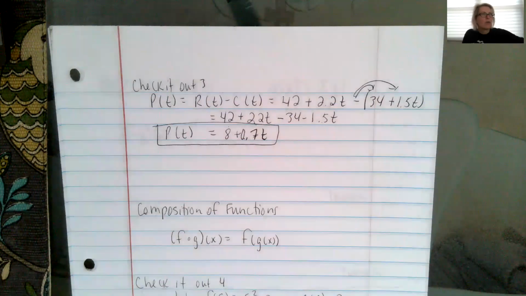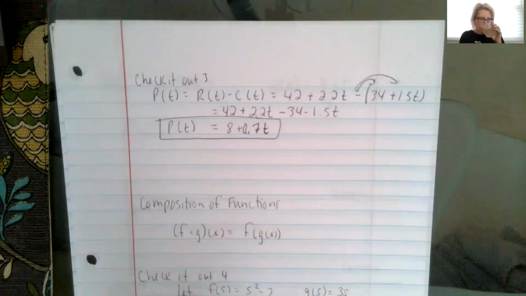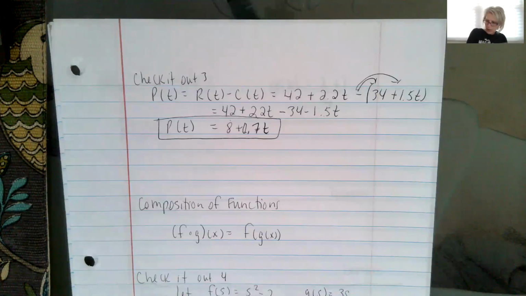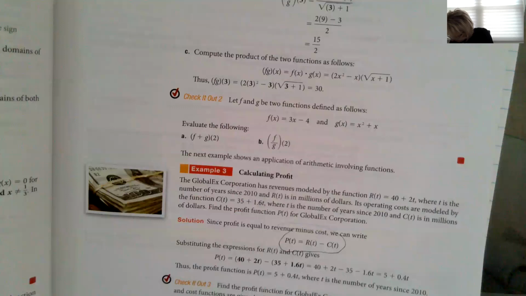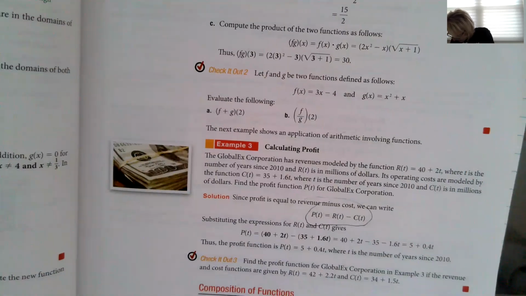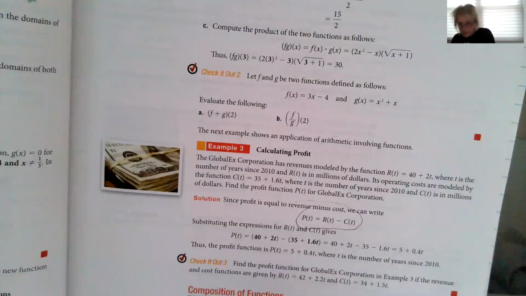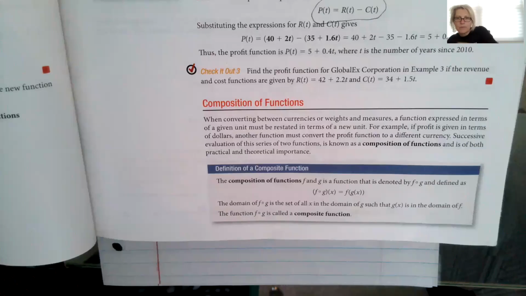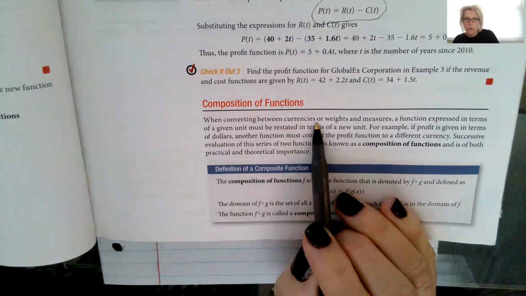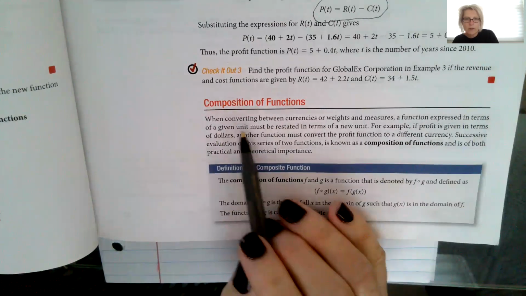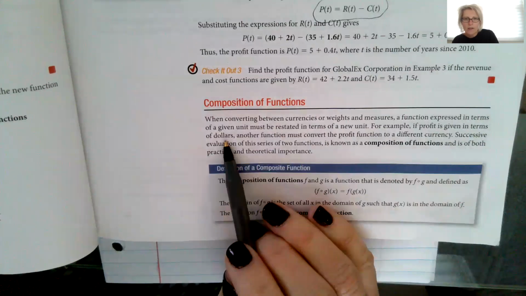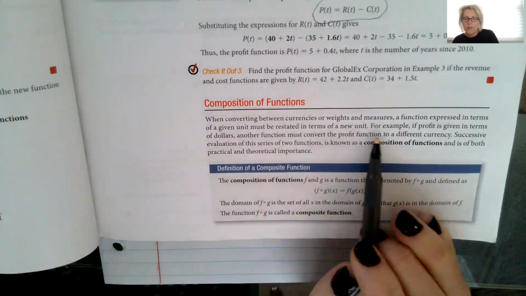Okay. The other valuable algebra thing that we can do with functions is called compositions of functions. And the book gives a good explanation of compositions. So compositions, for instance, it says at the bottom of page 157, when converting between currencies or weights and measures, a function expressed in terms of a given unit must be restated in terms of a new unit. For example, if profit is given in terms of dollars, another function must convert the profit function to a different currency.